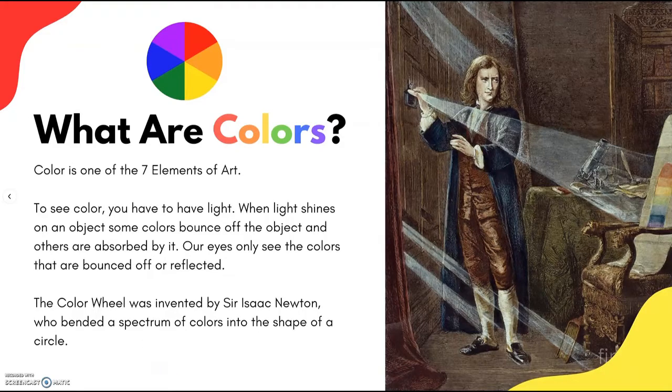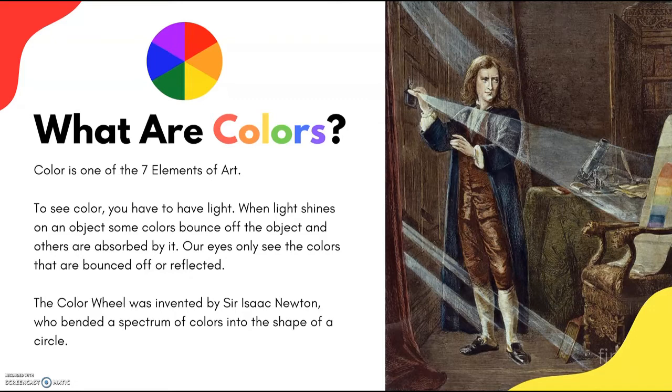Let's get started. Now, the first thing you might ask is, what are colors? Well, in art, color is one of the 7 elements of art. So it is one of the 7 elements that artists use to create their artworks. And one of the other elements that we have already learned was line from our lesson last week. So our second element we will be learning for this year is color.